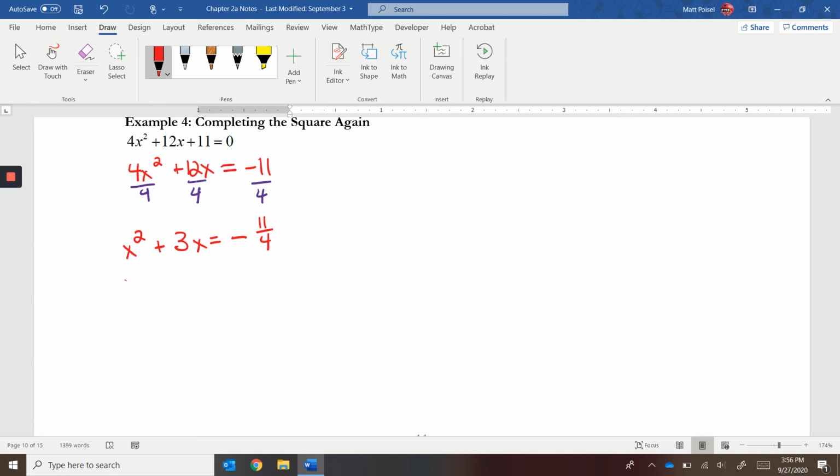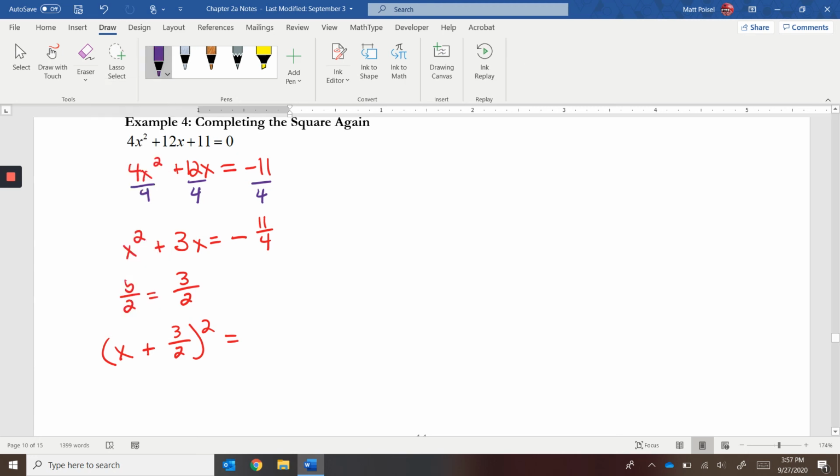All right, now I'm going to follow my same steps. I'm going to take b over 2. So I'm going to take 3 over 2. That can't be reduced at all. And so remember my left side, I just get to write x plus 3 over 2 squared in parentheses. Okay, that's the left side.